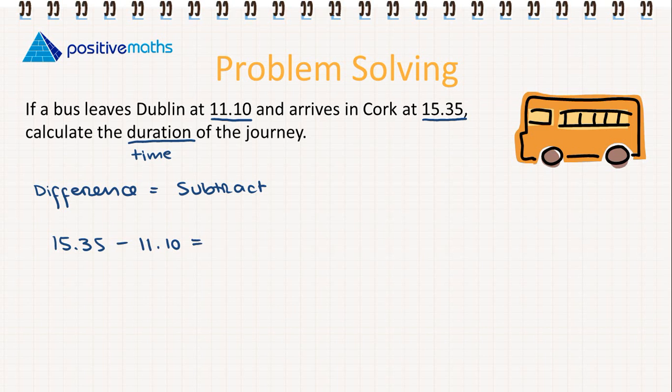So like before, in more basic problems, we know that we subtract the hours. So 15 minus 11 gives us 4. And 35 minus 10 gives us 25 minutes. So 4 hours and 25 minutes is the duration of the journey.